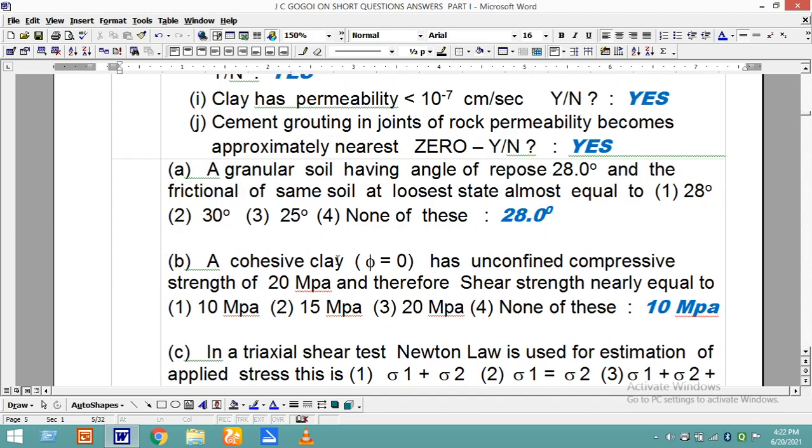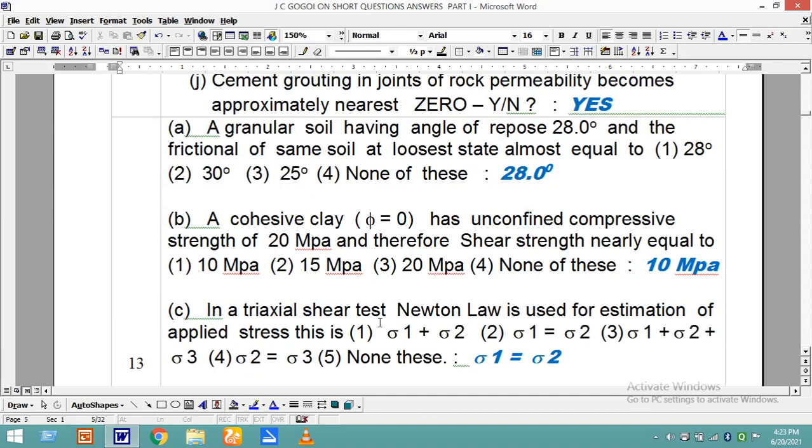A cohesive clay with phi equal to 0 has unconfined compressive strength UCS of 20 MPa. Therefore, shear strength is nearly equal to: 10 MPa, 15 MPa, 20 MPa, or none of this. When phi is 0, shear strength is C plus sigma n tan phi, and when n tan phi will be 0, there will be C only. So C equals UCS divided by 2. So it is 10 MPa. Correct answer will be 10 MPa.